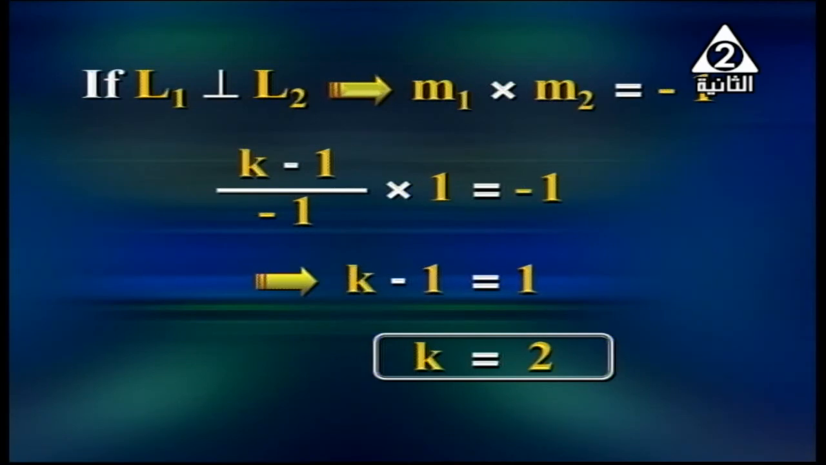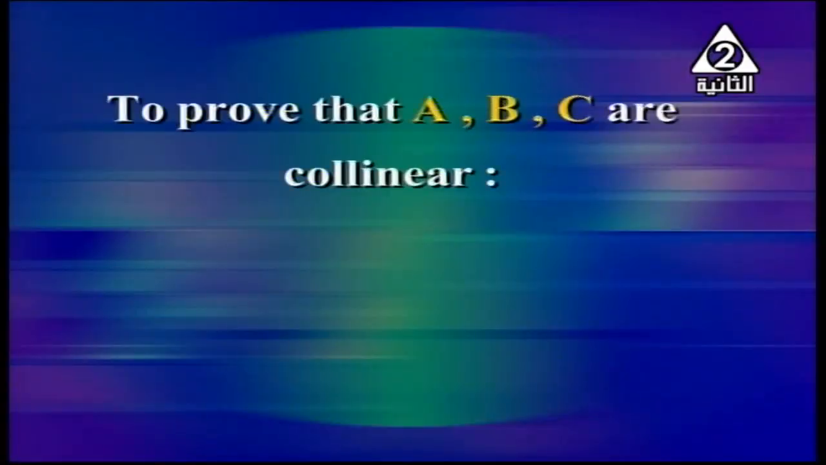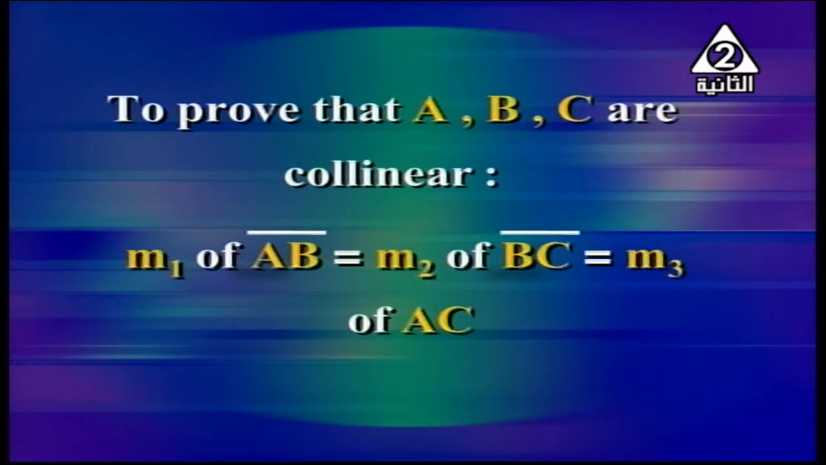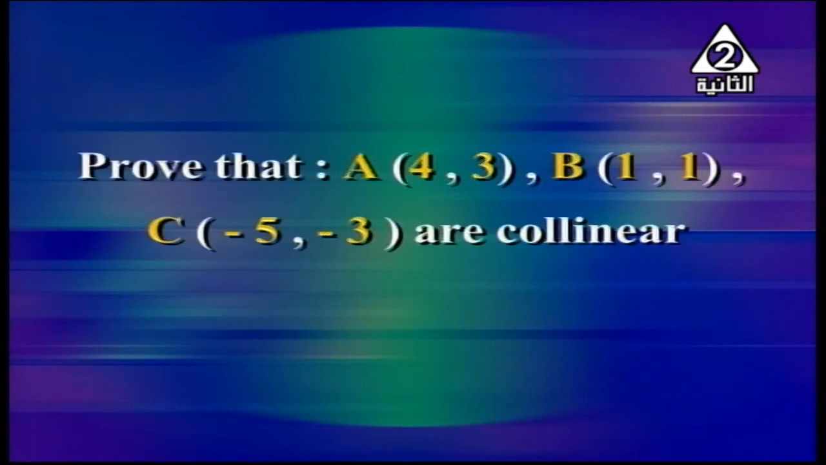Let us have another example. To prove that A, B, C are collinear, you must prove that M1, which is the slope of AB, equals M2, which is the slope of BC, equals M3, which is the slope of AC. So, prove that A(4, 3), B(1, 1), C(-5, -3) are collinear.